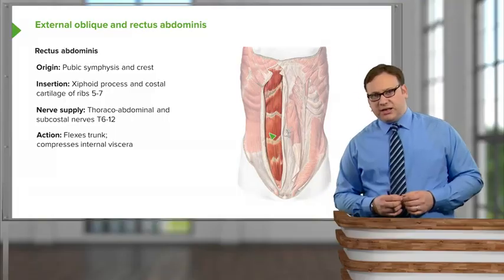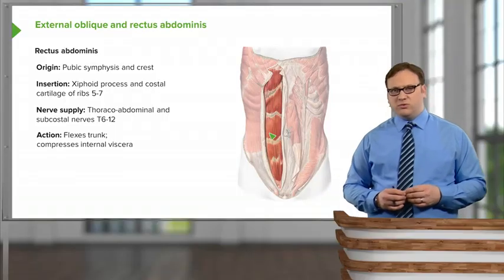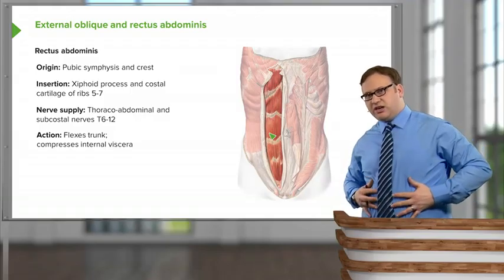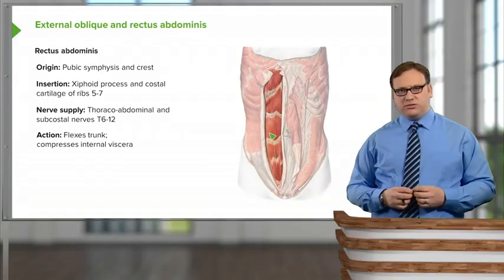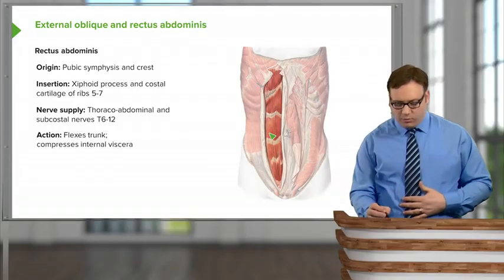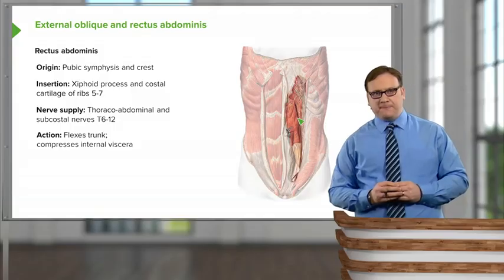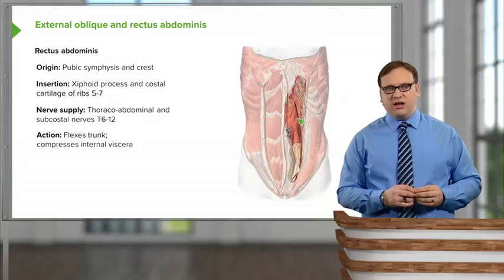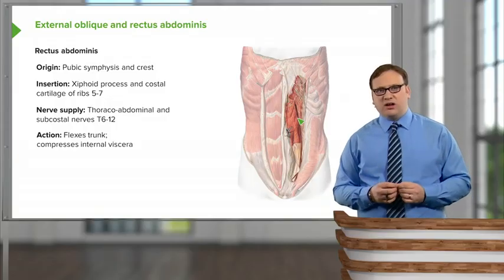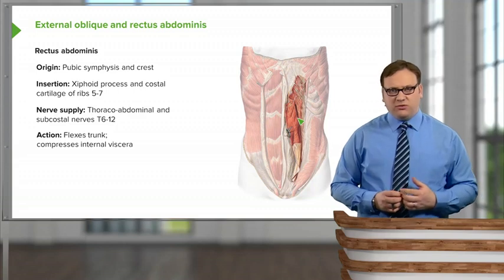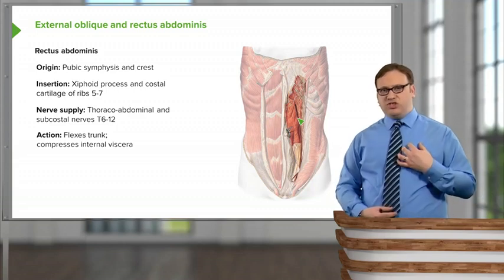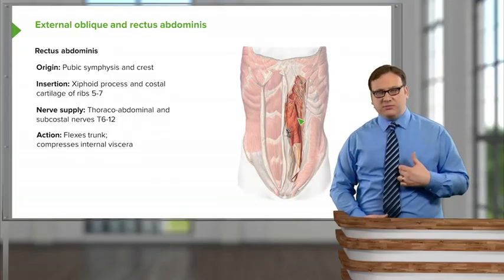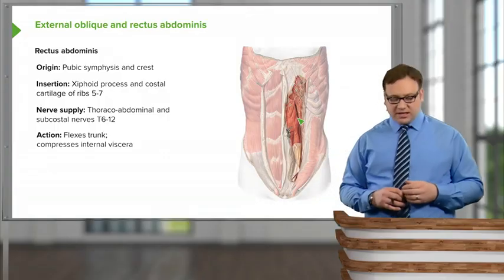Similar nerve supply for this muscle, the thoraco-abdominal and subcostal nerves from T6 through to T12. And again, these nerves are coming in this direction and they go to innervate the strap muscles, either side of the linea alba. We have one over on this side as well. The action, similar to external oblique in that it helps to compress the internal viscera, but it's important in flexing the trunk. So to get a nice six-pack, you often do your sit-ups, and that's this muscle reducing the space from the xiphisternum down to the pubic symphysis. And by that, you're going to be doing your sit-ups, your stomach crunches.